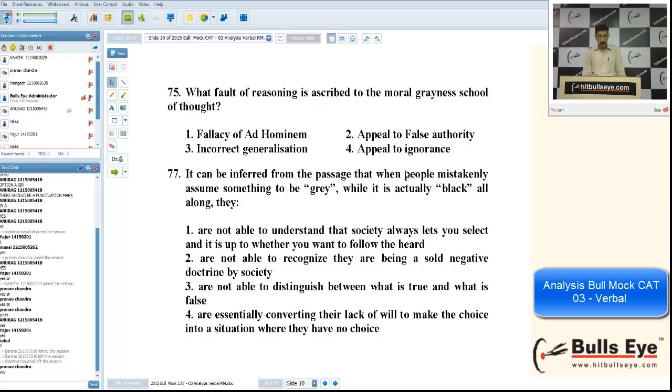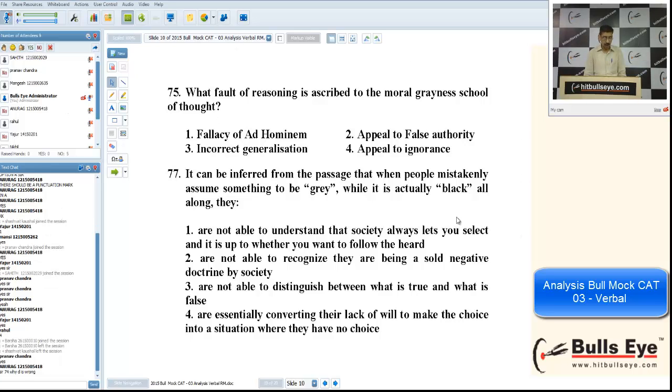So third is wrong. Fourth says appeal to ignorance. We are not appealing anything. We are not ignorant of the facts. The author is very clear about what is right and what is wrong. Appeal to false authority: there is no case of this. I think this question was a little difficult, but it is advisable that if you are not aware of all these definitions, probably you should not attempt it.